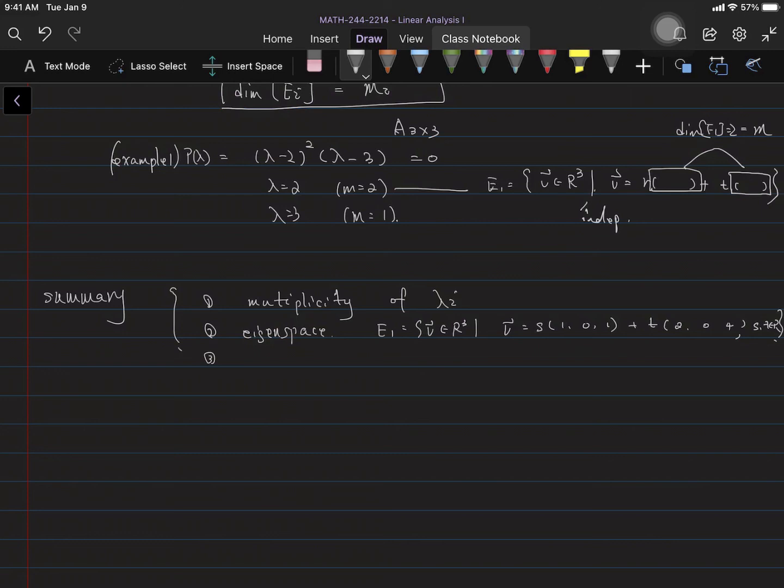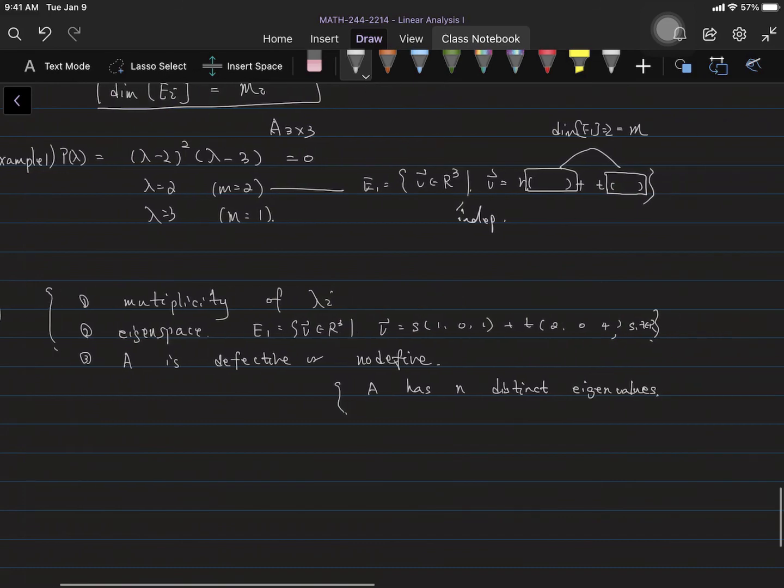And number 3, determine whether a given matrix is defective or non-defective. There are several ways. If A has n distinct eigenvalues, non-defective, right? Okay, if the dimension of E_i is the same as the multiplicity corresponding to that eigenvalue, then it is also non-defective. It's defective when the number of independent eigenvectors is smaller than n. Okay, just those 3 things you need to know. We can stop here.